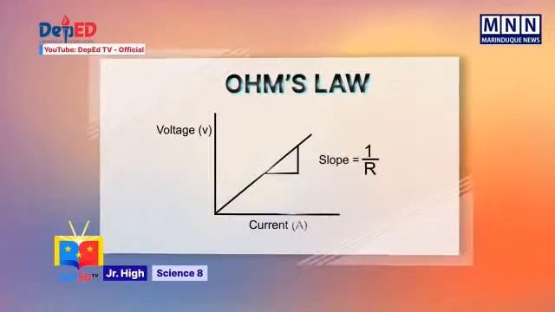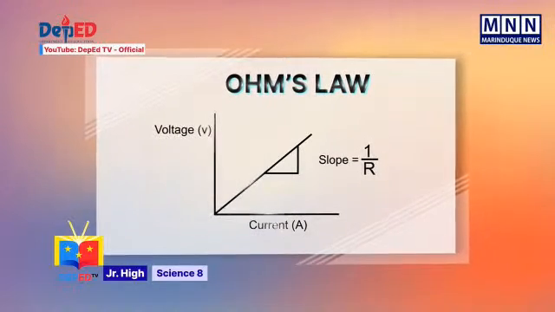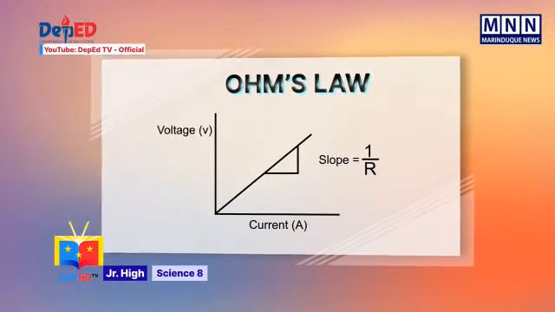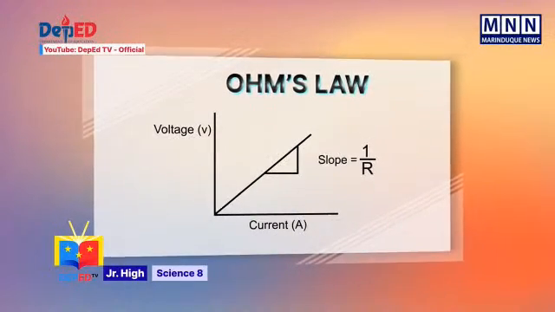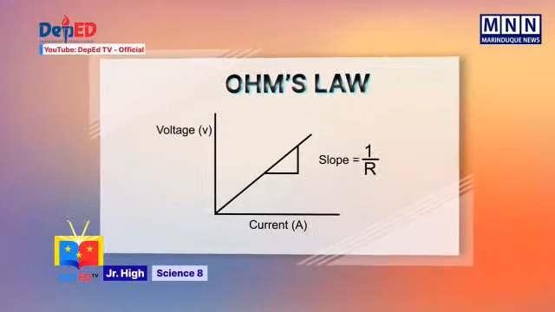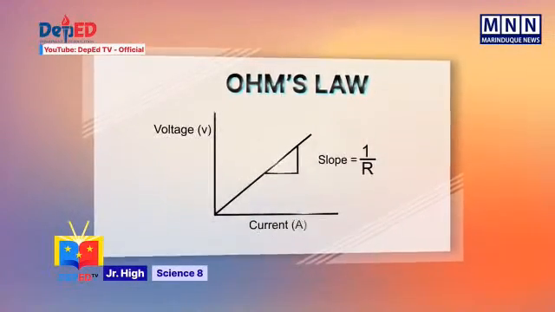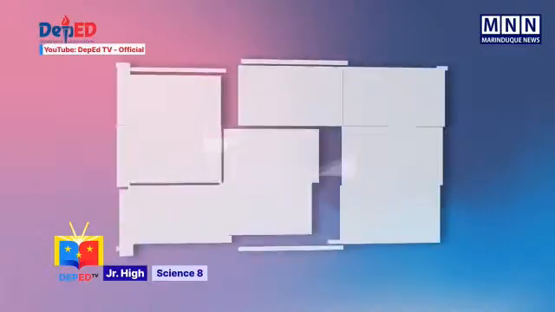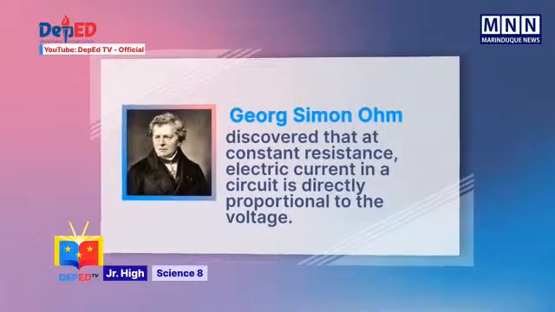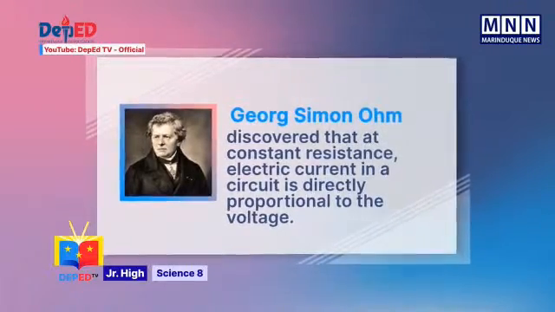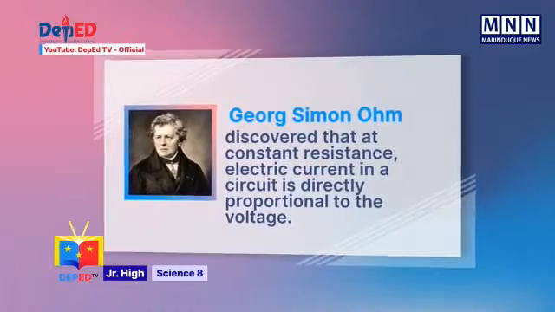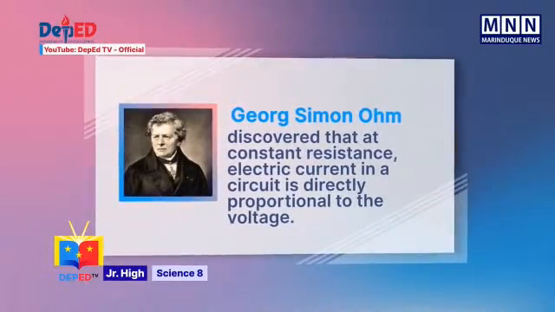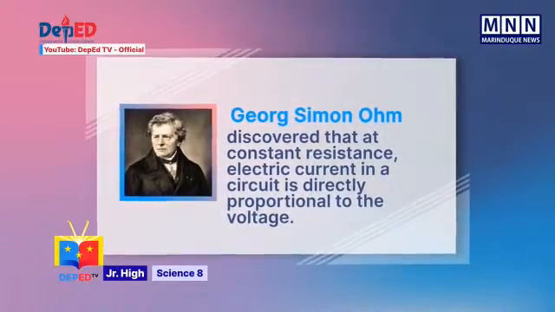The relationship among voltage, current, and resistance is summarized by Ohm's law, which states that the amount of electric current is directly proportional to the voltage applied to the circuit and inversely proportional to the resistance of the circuit. George Simon Ohm discovered that at constant resistance, electric current in a circuit is directly proportional to the voltage. To understand that, take a look at this.